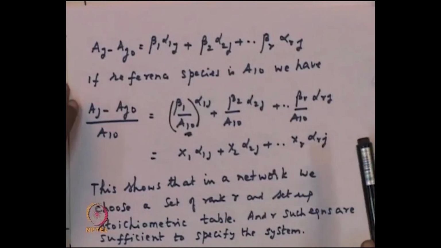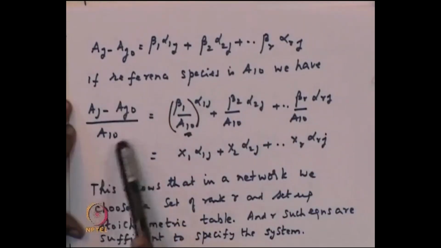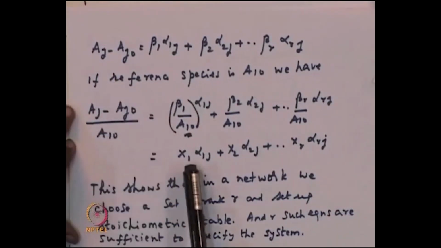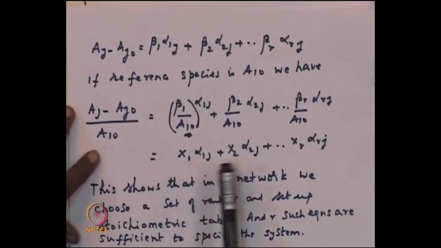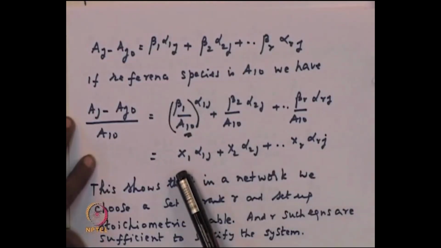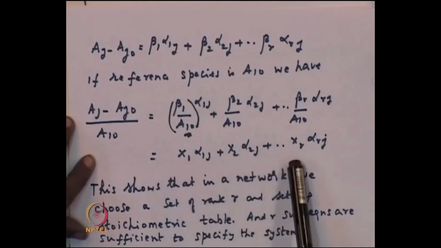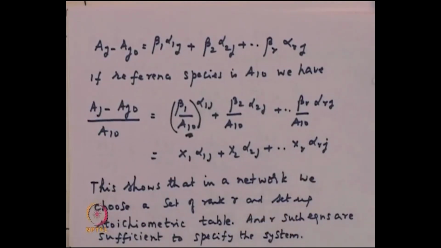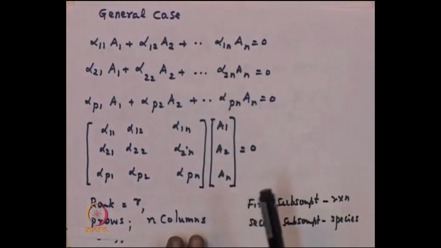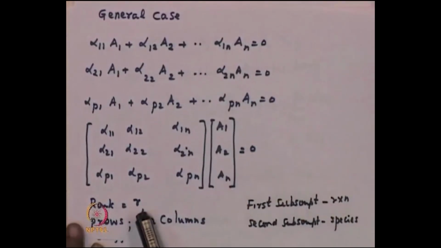By an appropriate definition, we are able to express the change in A j minus A j 0, with respect to A 1 0, in terms of x 1 alpha 1 j, x 2 alpha 2 j, up to x r alpha r j. There are independent values of x 1 to x r. So, what does it say here? That in a network we have to choose a set. See, after all, we have a network. So, the rank is R, which means what?